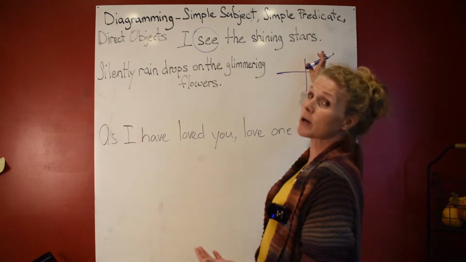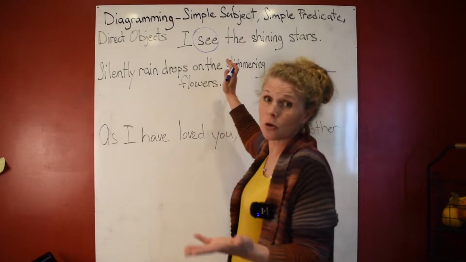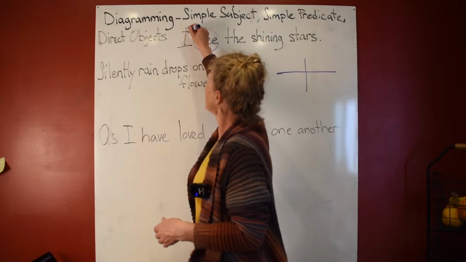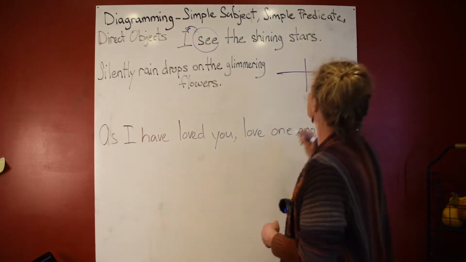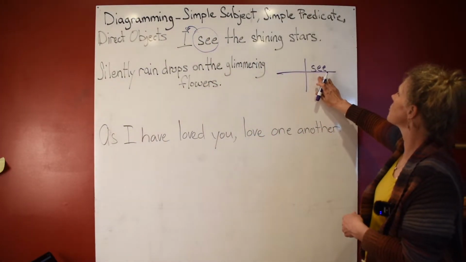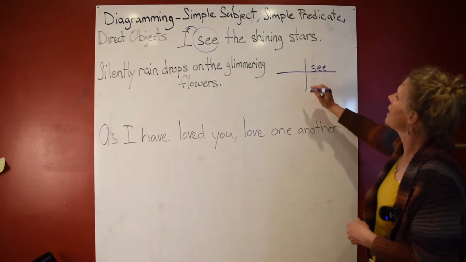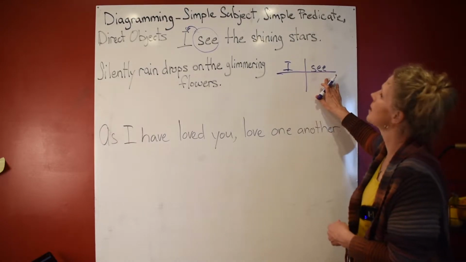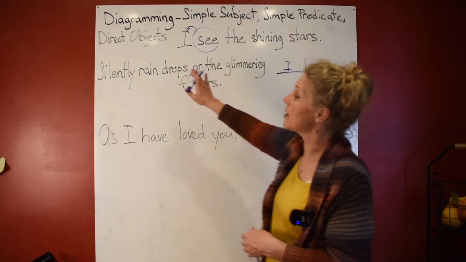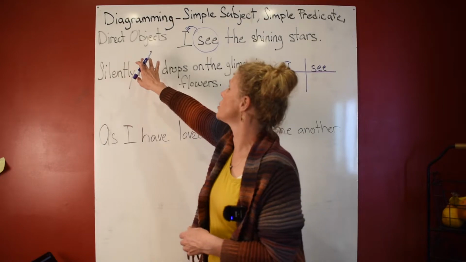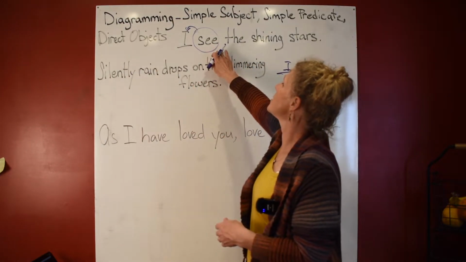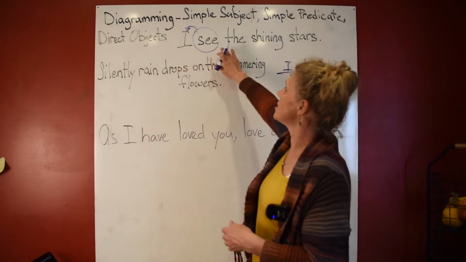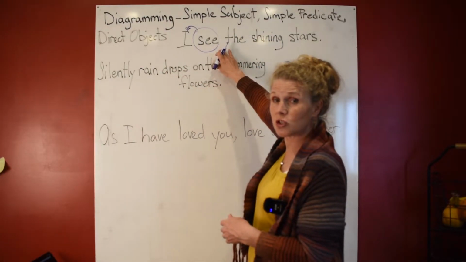Most of the time your subjects are on this side, not always, especially in questions. But who's doing the seeing? Well, I am doing the seeing. So now, see, it goes on your verb line right here, and then this is your subject line. I see, right? Now, how you find your direct object is you ask the question, who received what the seeing is doing? The direct object is receiving what the see is doing.